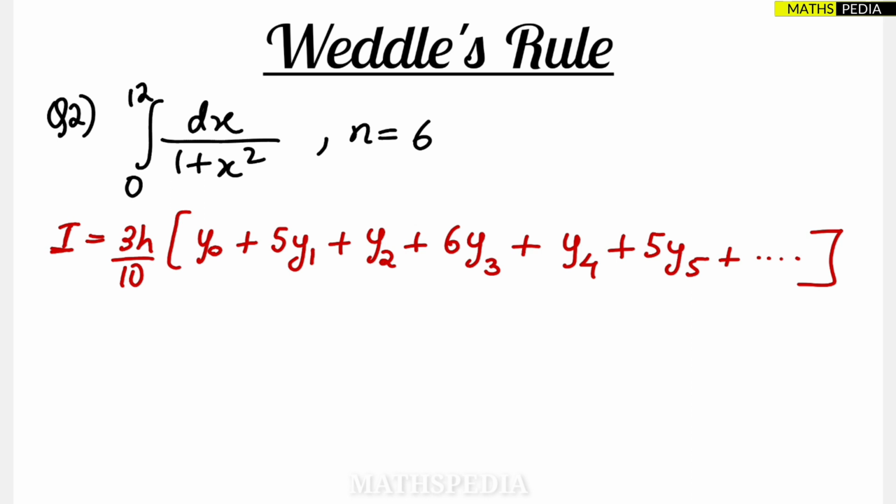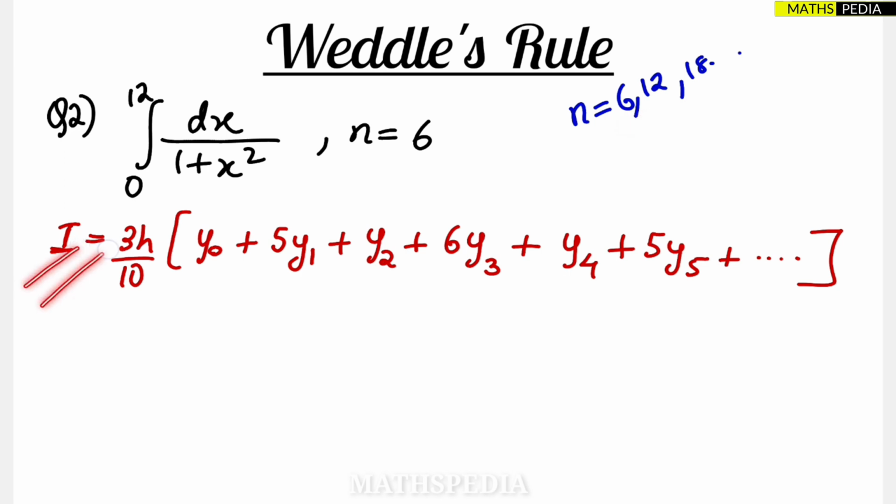As I said, the restriction for Weddle's rule is basically that n value should be a multiple of 6. That means we can take 6, 12, 18, anything like that, a multiple of 6. Already it is given in the question as 6, so it is fine. If it is not given, then you have to take 6 as the interval, or you can take 12 also, but it is desirable to take 6 because you can avoid lengthy calculation, because you have to make the table. So many points you have to consider, right? Intervals. So that's why 6 will be better for Weddle's rule.